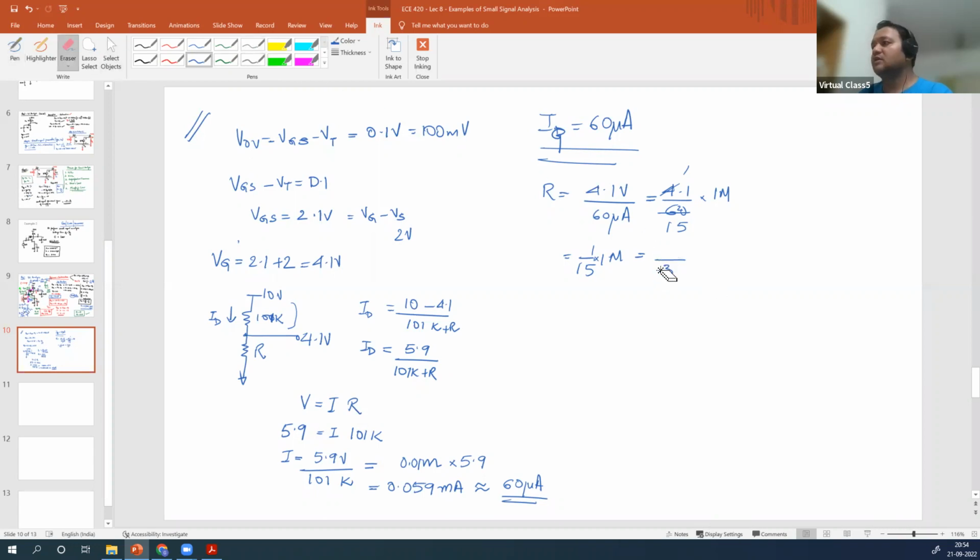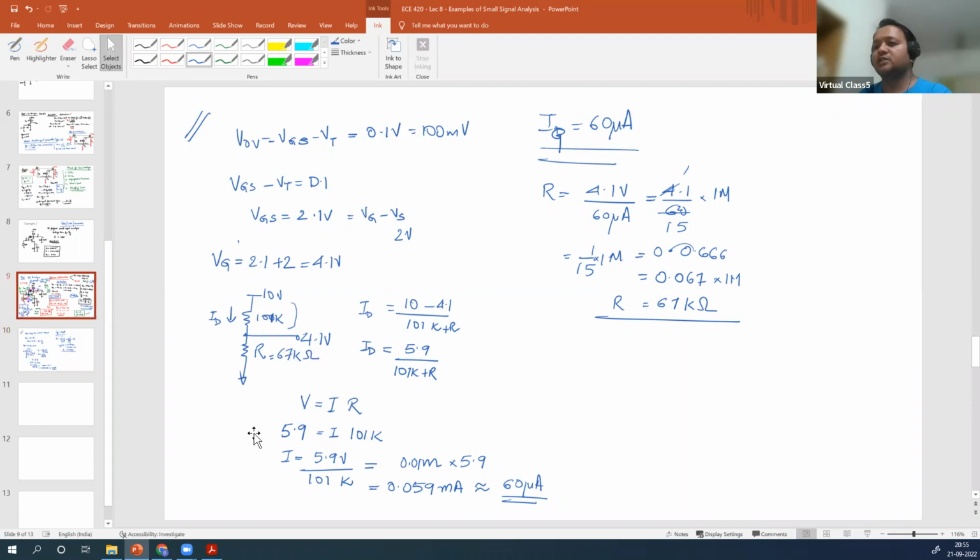No. This is the easier way without using calculator. How do you approximate 1 by 15? Okay, 10 by 15 is 2 by 3. So 2 by 3 is 0.666. Now since it is 2 by 3, we have to do 0.2 by 3. So this decimal will jump here. So it becomes 0.067 times 1 mega ohm. If you multiply, this is 67 kilo ohm. So R equal to 67 kilo ohm.